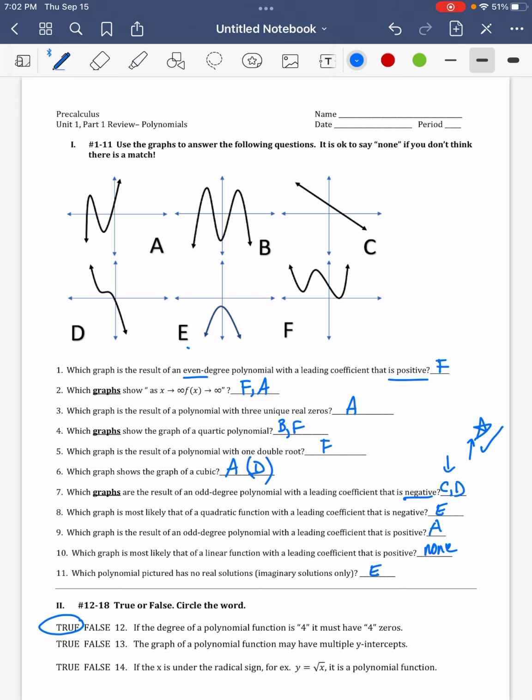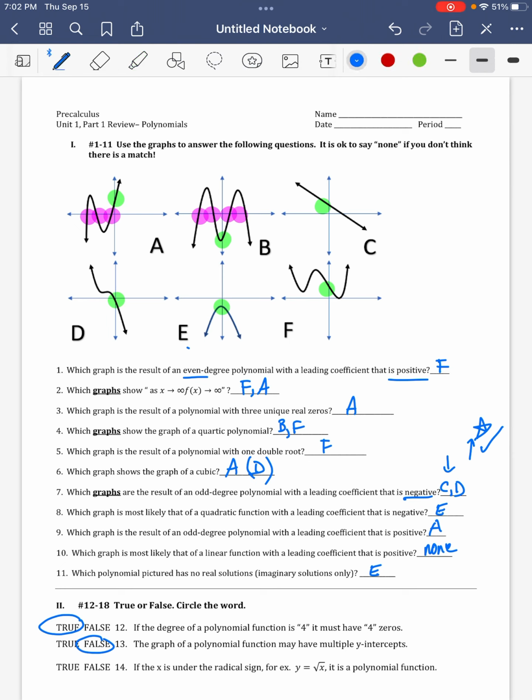Number 13, the graph of a polynomial function may have multiple y-intercepts, and that is false. You can have multiple x-intercepts, like for instance, this one has 3, this one has 4, but there's only ever one y-intercept on a graph. Only one y-intercept on any picture ever.